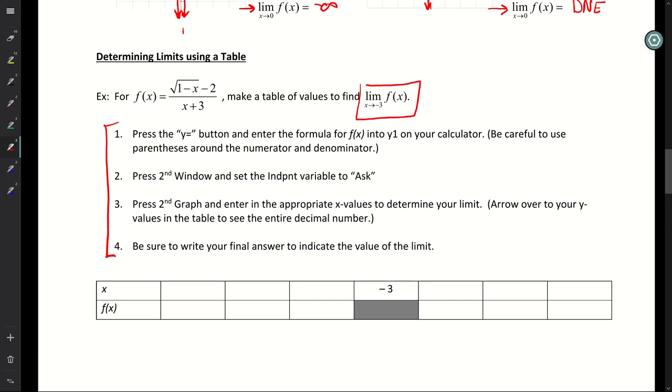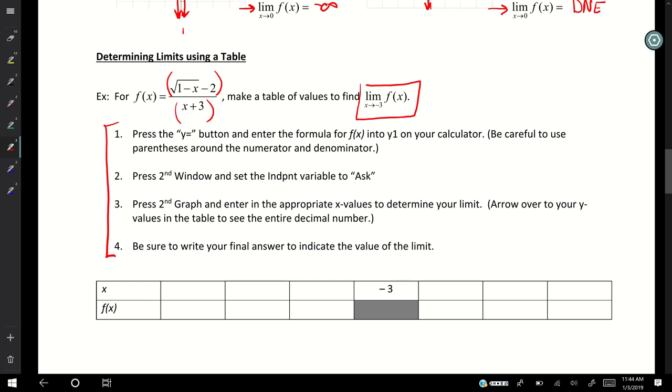The first thing is when you enter this particular function on your calculator, it is very important that you put parentheses around both the numerator and the denominator, or else it won't graph it in the proper way. All right, I'm going to use WabbitEmu, which is basically an app that's a TI-84 calculator, and then I'm going to run through this particular problem using that calculator. So the first thing I'm going to do is pull up that app, and then I'm going to enter that function, and then I'm going to come back to the notes.